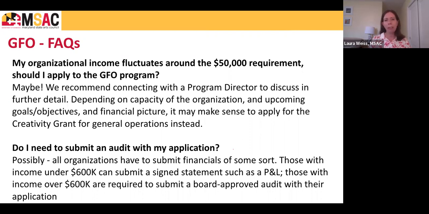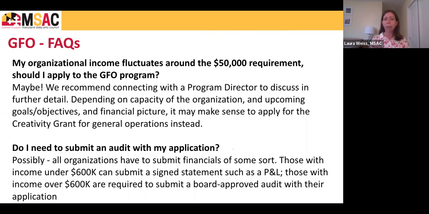There's lots of things to take into consideration if you're dancing back and forth, maybe one year a little bit under 50,000, one year a little above 50,000 when it comes to that income requirement. So we'd really want to have a conversation to talk about the capacity of the organization, what your upcoming goals and objectives and programs look like, what your financial picture is looking like.